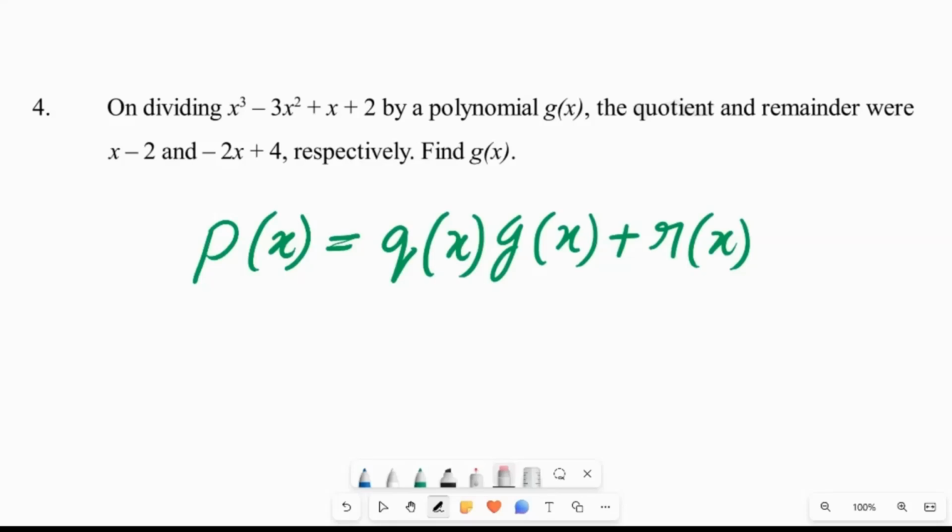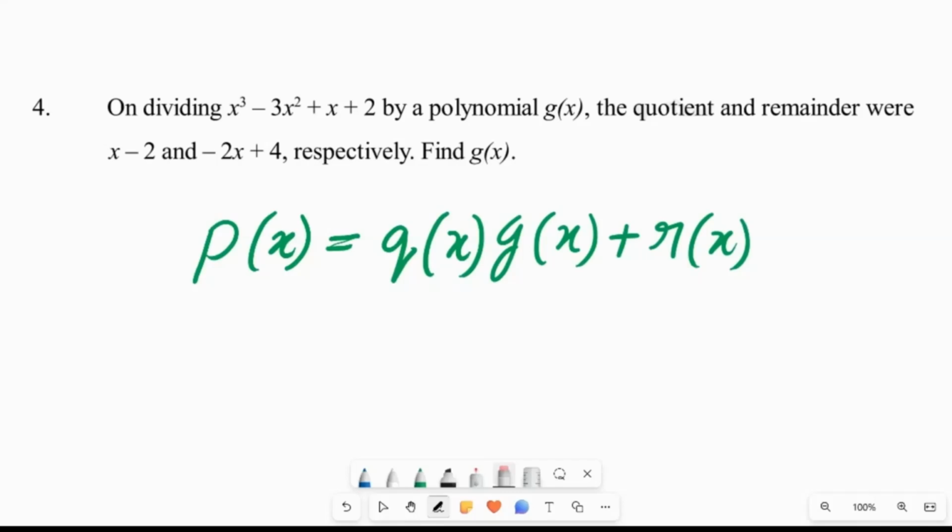The fourth question of exercise 3.4. So it says, on dividing x cube minus 3x square plus x plus 2 by polynomial g of x, the quotient and remainder were x minus 2 and minus 2x plus 4 respectively. So we need to find g of x. So in this question, we would be using the division algorithm, which says the dividend is equal to divisor into quotient plus remainder, right?